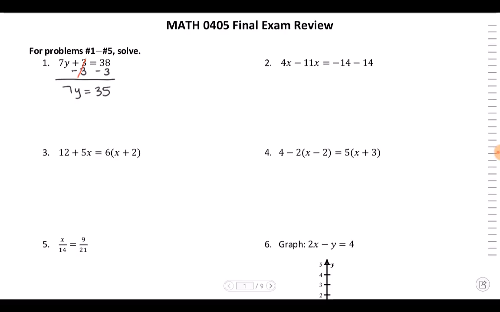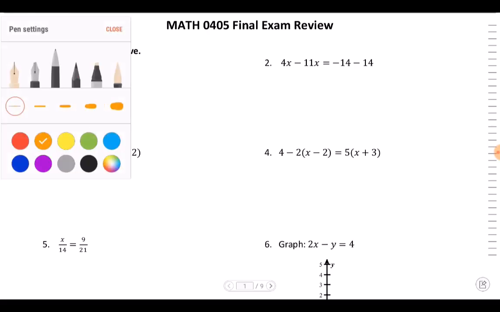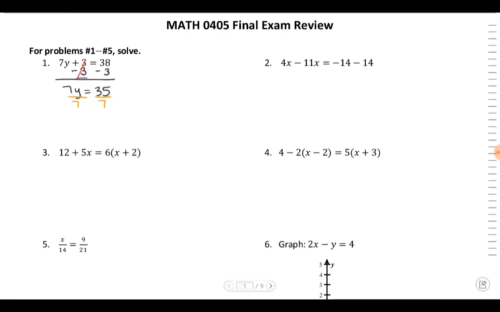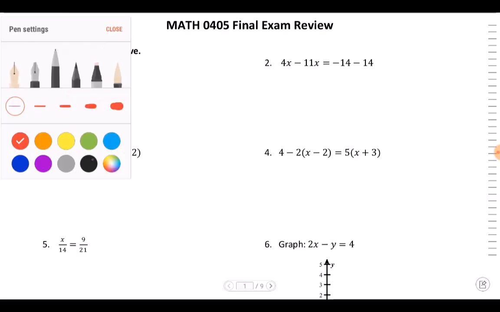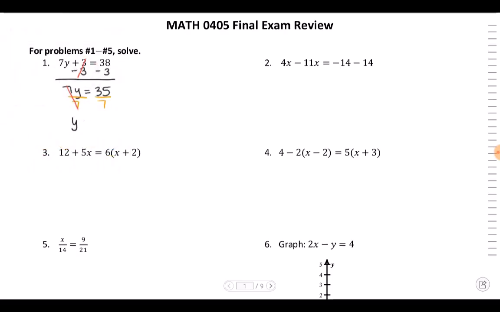Now we need to do the opposite of multiplication, which is division. So in order to undo this 7 times y, I need to divide both sides by 7. And when I divide both sides by 7, what happens? Well, 7 divided by 7 is equal to 1. So again, we can say that this cancels out, but it really divides to equal 1. And we are left with just a y. 35 divided by 7 is, in fact, 5. So our final answer here would be y equals 5.